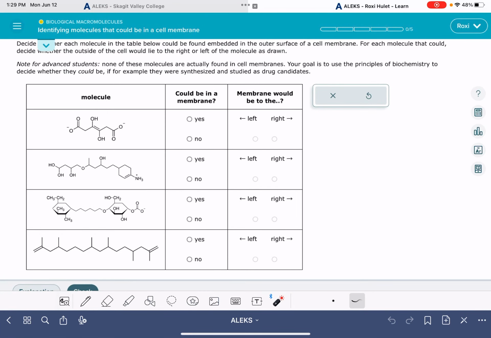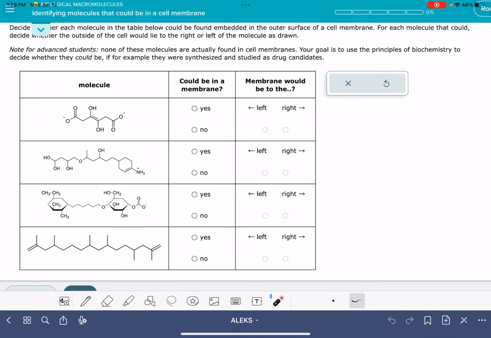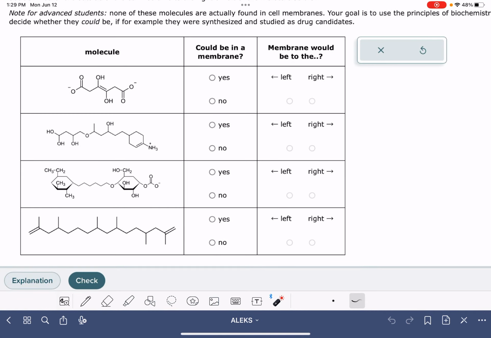In this video, I'm going to show you how to solve the ALEKS problem called identifying molecules that could be in a cell membrane. This is going to give you the structure of 4 different molecules. It's going to ask you, first of all, whether or not each one could be in a cell membrane, and then if the answer is yes, it's going to ask you which direction the membrane would be located.